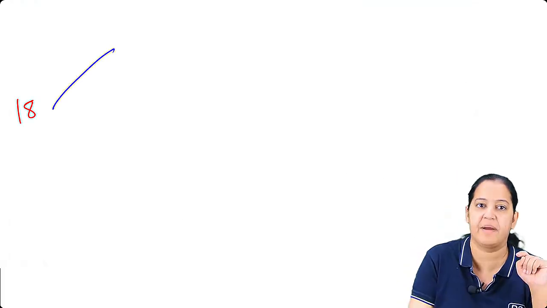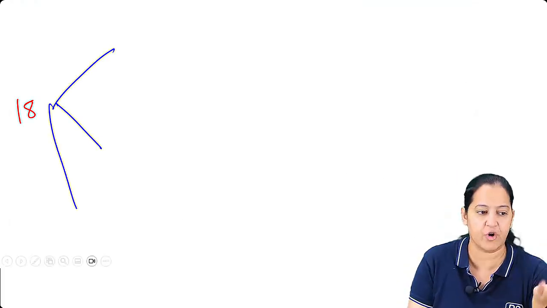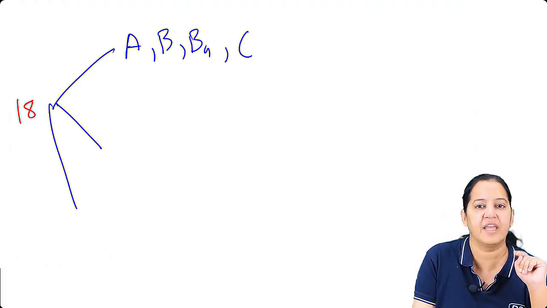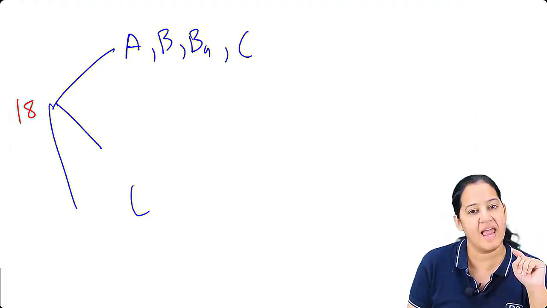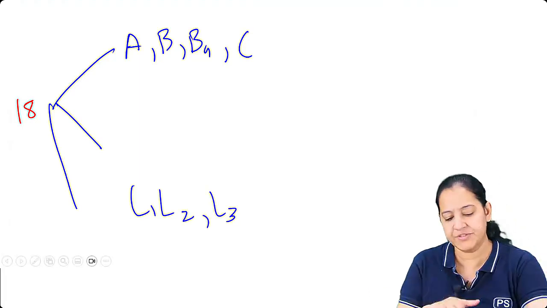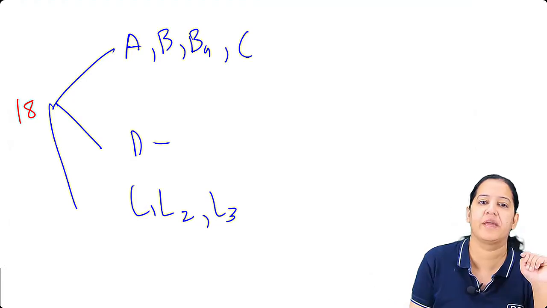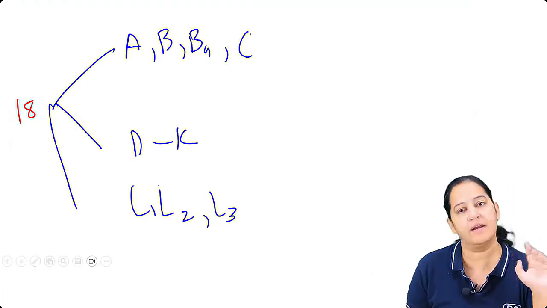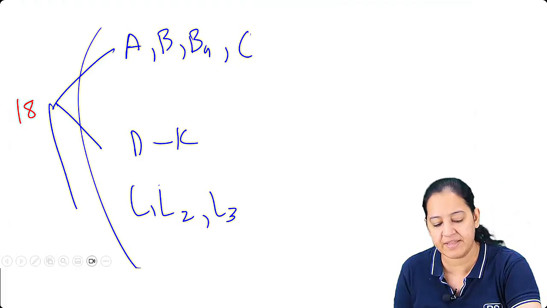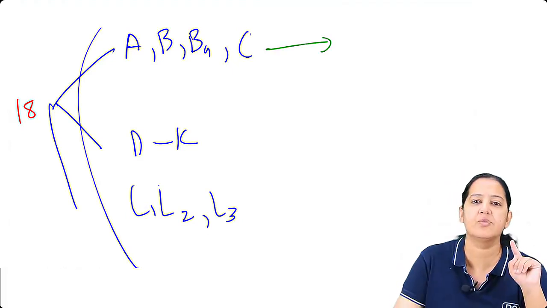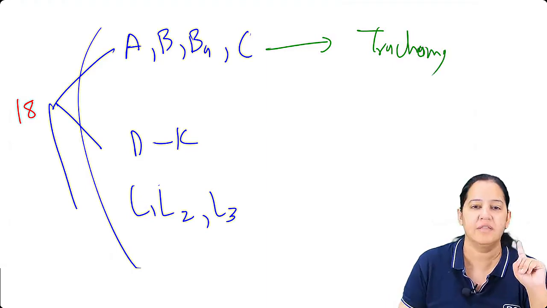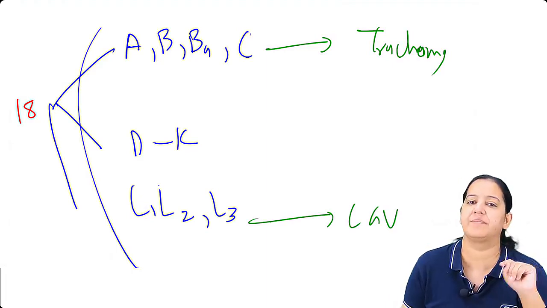What are the 18 types of Chlamydia trachomatis? A, B, Ba, and C: four are these. L1, L2, L3: three are these. The remaining are D to K. Learn like this. Total, if you count, they are 18 in number. So say the diseases caused by them. A, B, Ba, C cause only one disease, trachoma. L1, L2, L3 cause LGV.